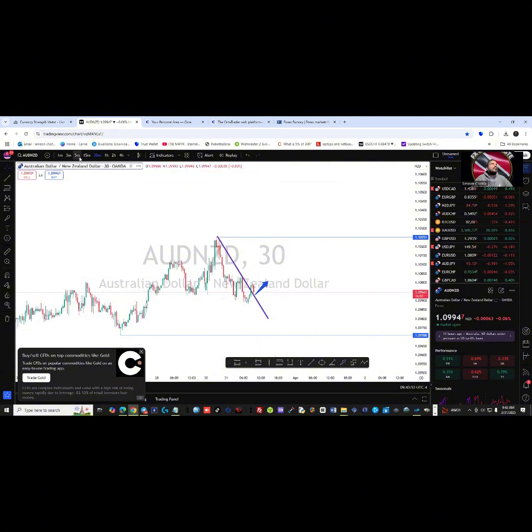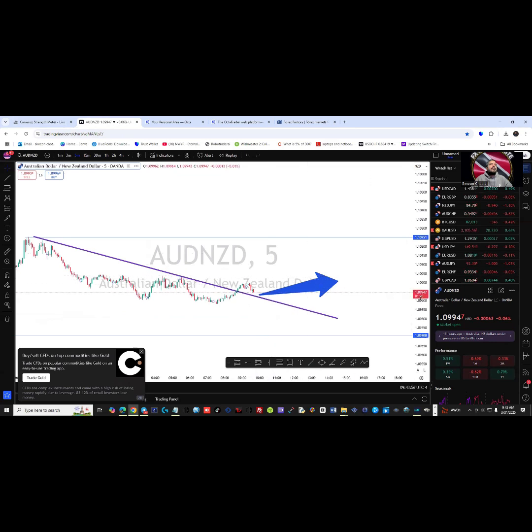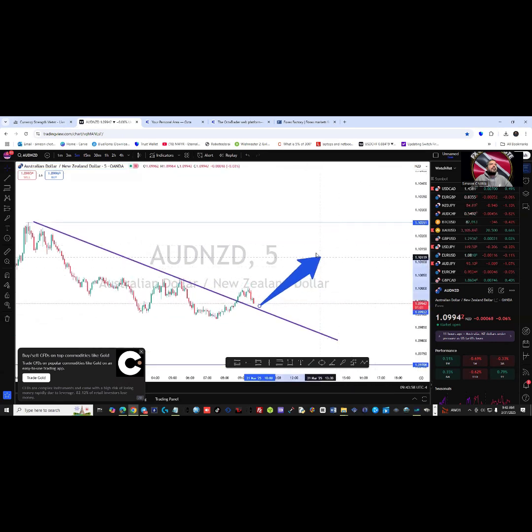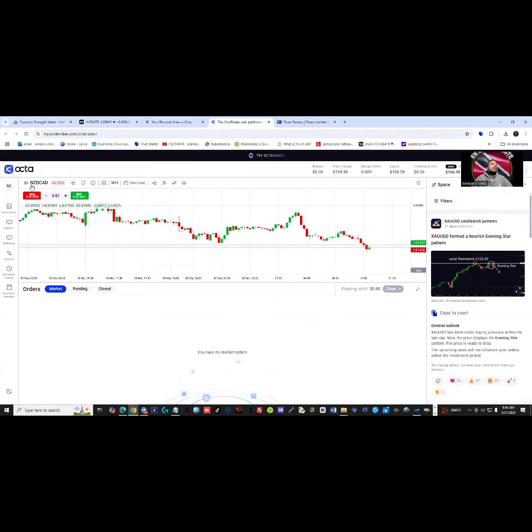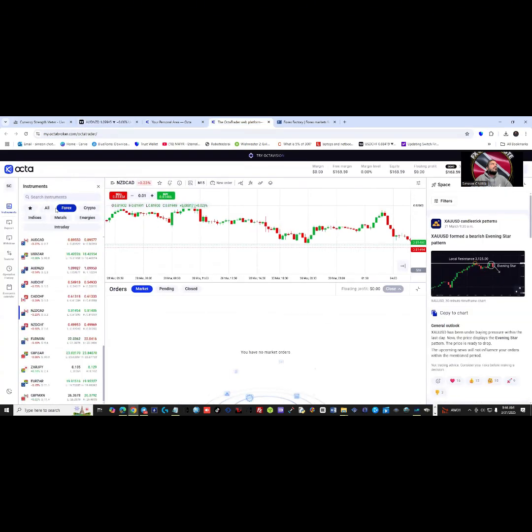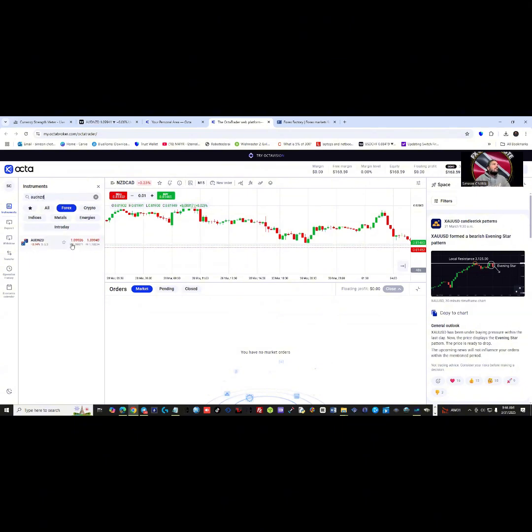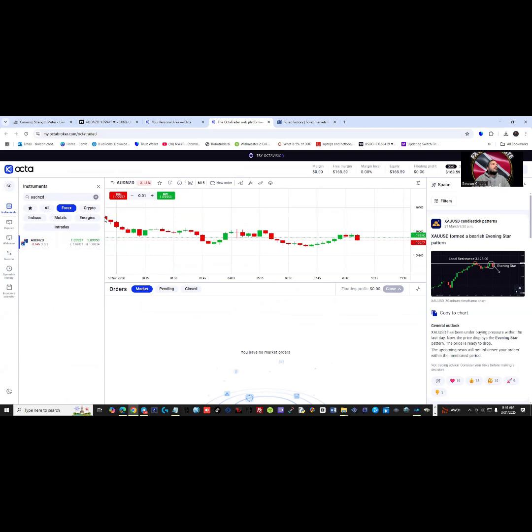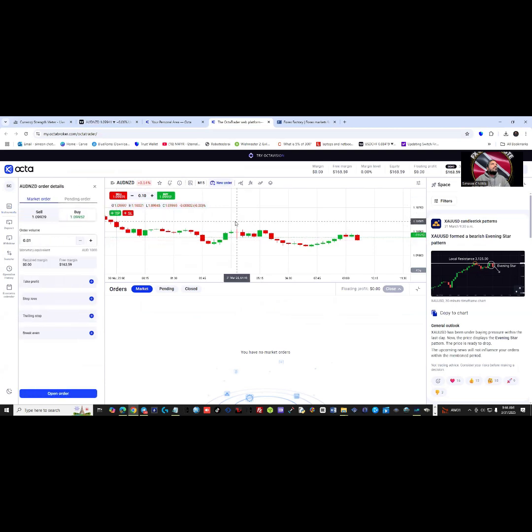We go down to the 5 minutes, look to see where it is. It is actually at a good area. So we're gonna do a buy on AUD NZD. We're gonna scalp it, guys. We're gonna head over to instruments with our broker, type in AUD NZD. We're gonna scalp it at a lot of 0.10. Could change it here. Make sure it's on buy.